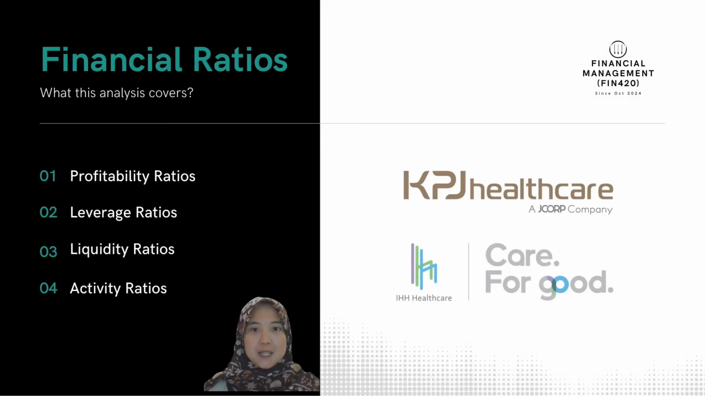Financial ratio. What does this analysis cover? One is the profitability ratio, two is the leverage ratio, three is the liquidity ratio, and the last is the activity ratio.